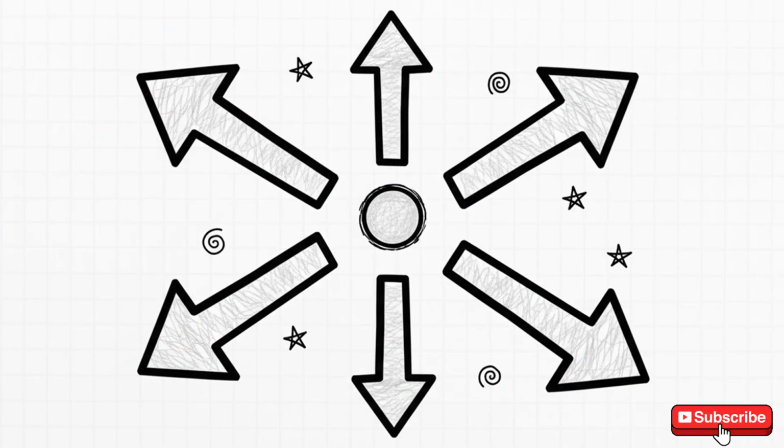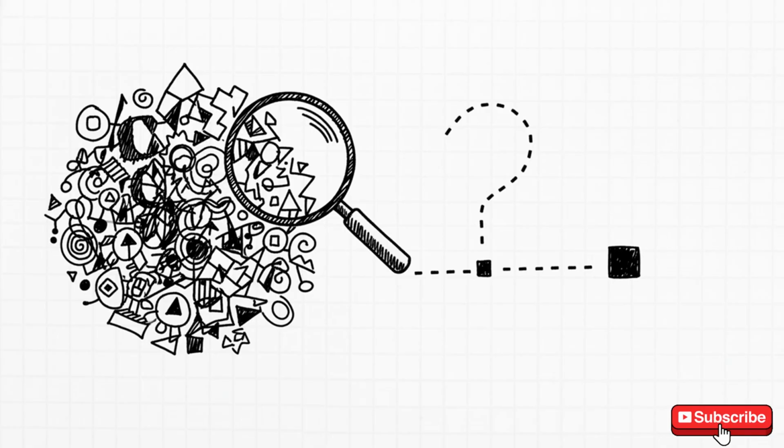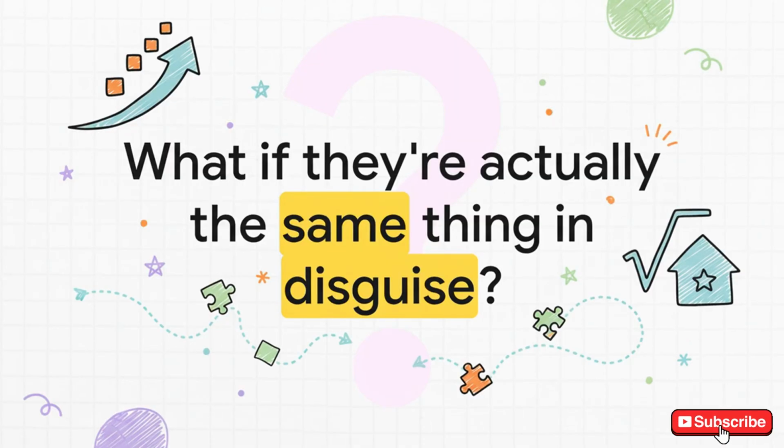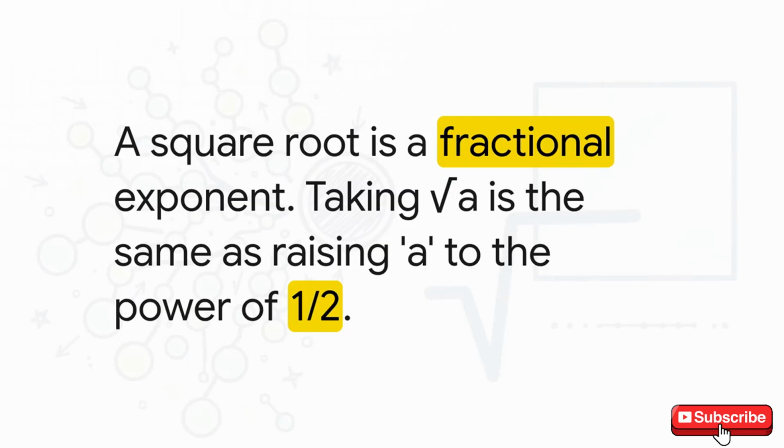So we have exponents, our engine of growth, taking a number and making it bigger, faster. And we have square roots, our detective, taking a big number and finding its origin story. Builder and detective, two completely different jobs, or are they? What if I told you a square root isn't a different operation at all? What if it's just an exponent wearing a clever disguise? And there it is. This is the whole secret. Taking the square root of any number is the exact same thing as raising that number to the power of 1/2. This is so cool.